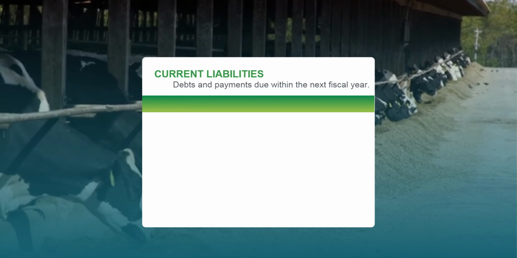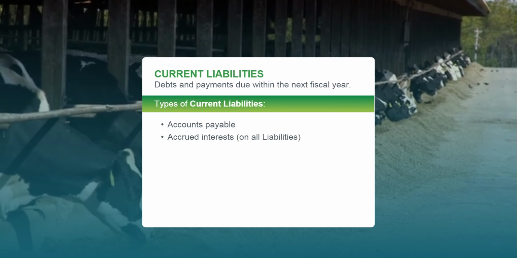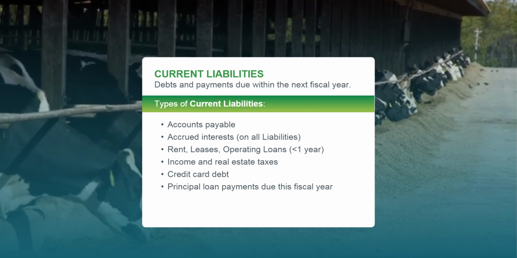Liabilities are also divided into current, intermediate, and long-term. Current liabilities are debts and payments due within the next fiscal year. These include accounts payable, accrued interests on all liabilities, rent, leases, operating loans of less than 1 year, income tax and real estate tax, credit card debt, and principal loan payments due this fiscal year.